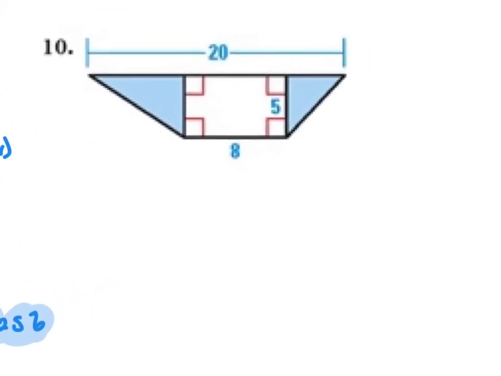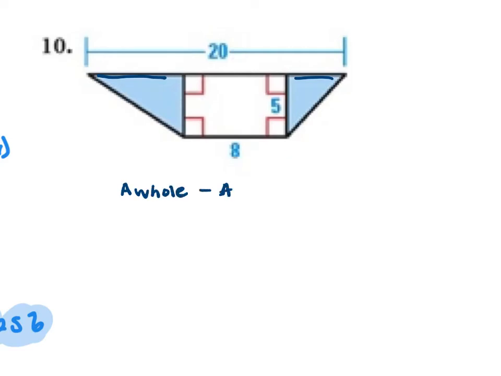Number 10 has a trapezoid and it has a rectangle in the trapezoid. So in order to find the shaded area on the outside, if I knew the information about the triangles, I could use that, but I don't have the breakdown of the sides here and here. So I'm going to have to do the area of the whole trapezoid minus the area of the rectangle over the area of the whole trapezoid.